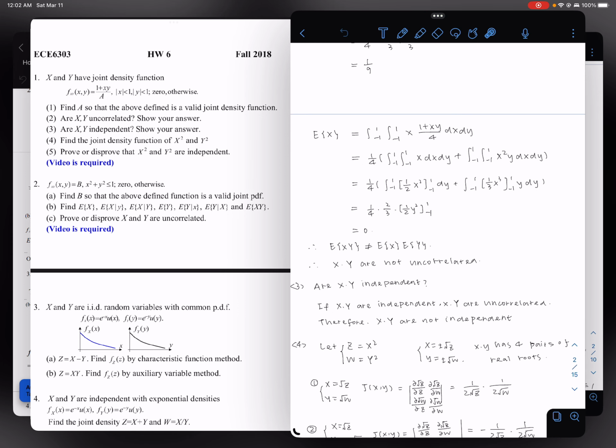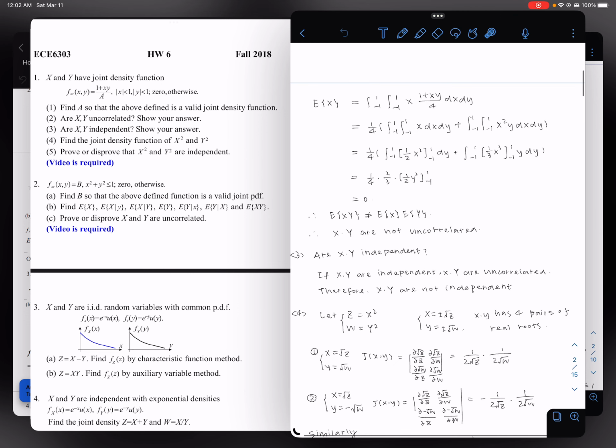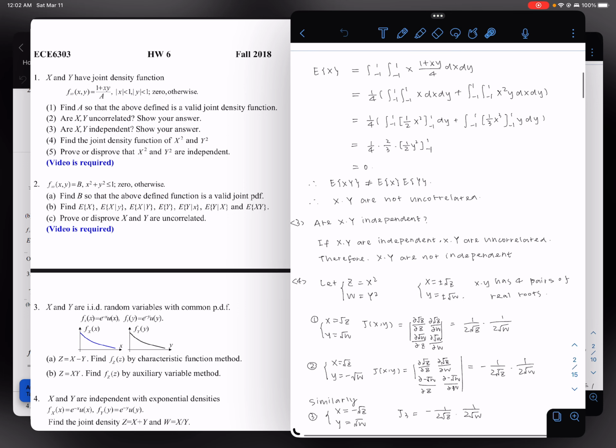The third question, are x and y independent? If x and y are independent, then x and y are uncorrelated, so x and y can't be independent.